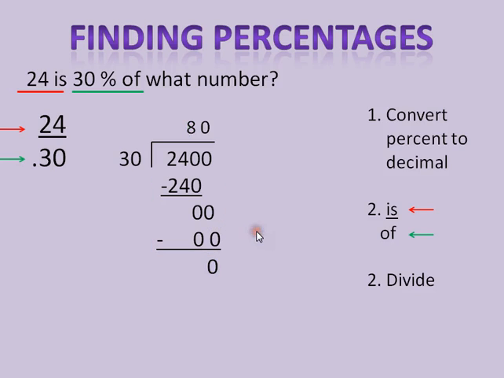Okay? So, 30 goes into 240 80 times. Okay, remember that was the same as 0.3 going into 24. Okay, 30 hundredths going into 24. So, I know that 24 is 30% of 80. So if I multiply this 80 by 0.3, my answer is going to be 24.